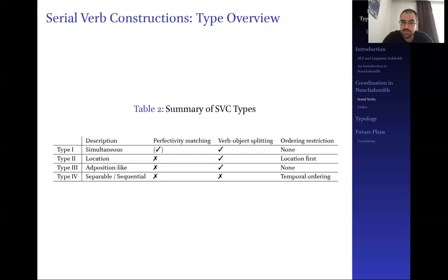So a quick summary. I'm not going to go over all of the differences, but just to draw your attention to type 4 being quite different. It's the only one that's ordered temporally, and it's the only one that disallows this verb object splitting.